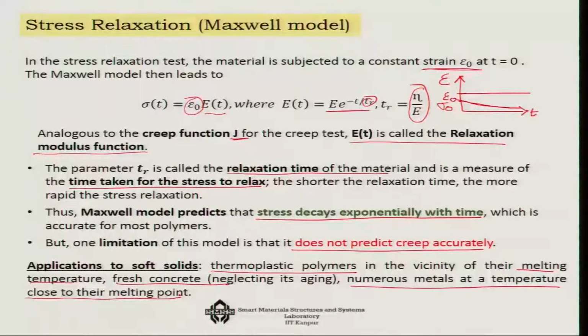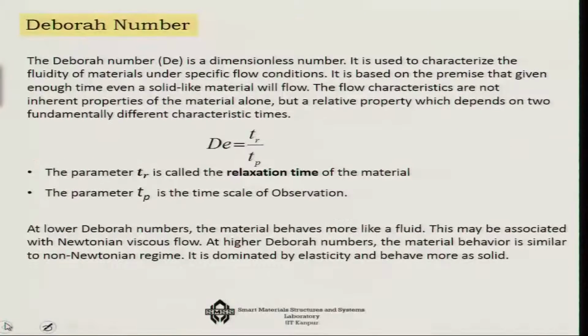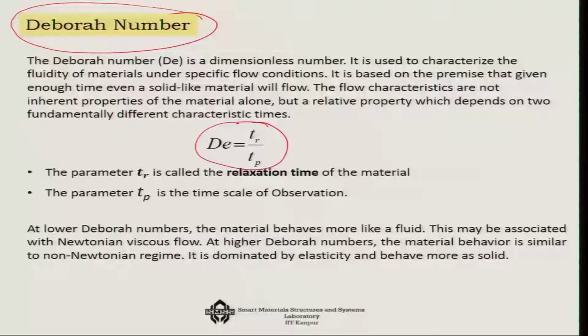Now, this relaxation time T r can be further used in terms of a number that is called Deborah number. It is a dimensionless number and it is used to characterize the fluidity of materials under specific flow conditions, and it is based on the premise that given enough time, every solid will behave in a flow like manner, and this number is defined as the ratio of T r over T p, where T r is the relaxation time of that particular material and T p is the time scale of observation.